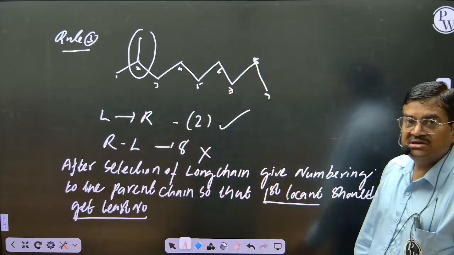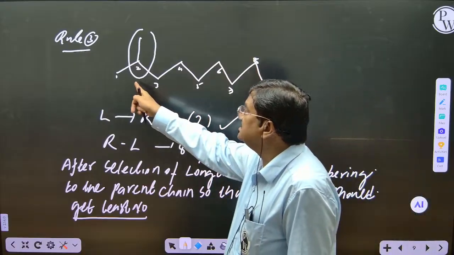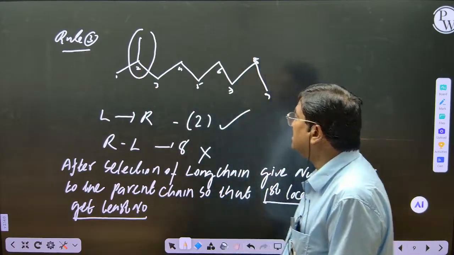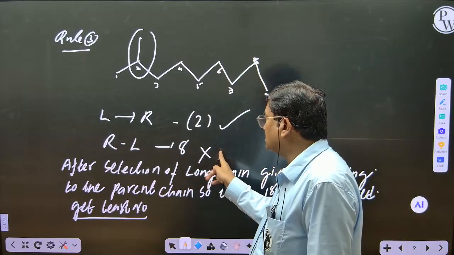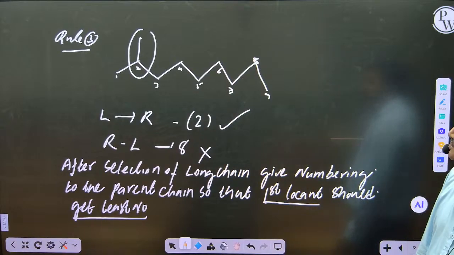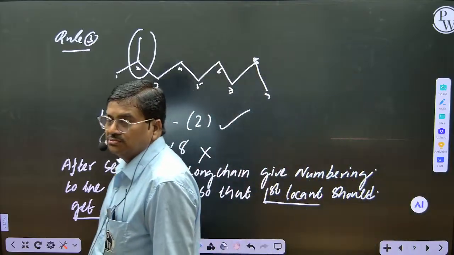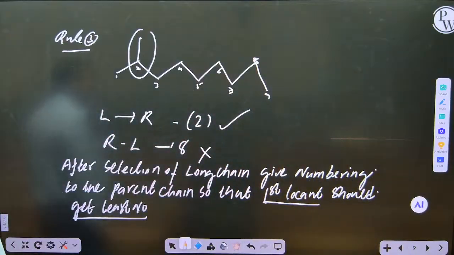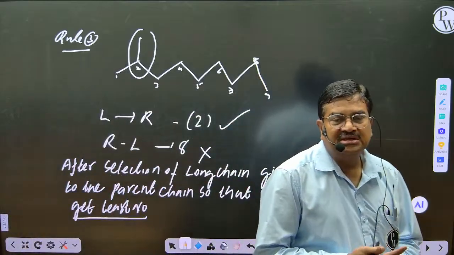So after choosing the long chain, what do you do? Give numbering. When giving numbering, see that the first locant should get the least number. So left to right is correct, whereas right to left is wrong. Copy this. Clear? This is rule 3.